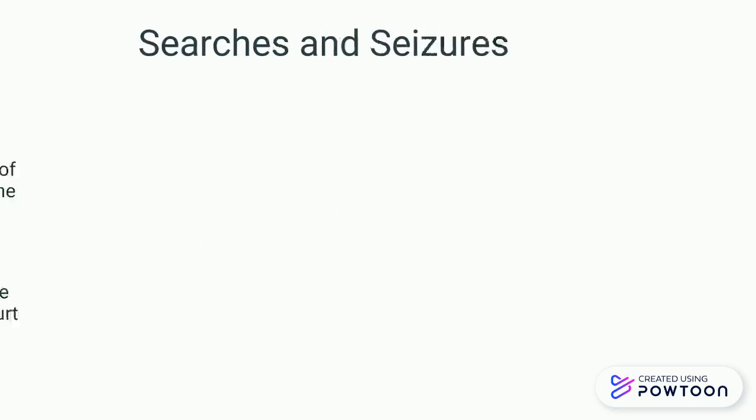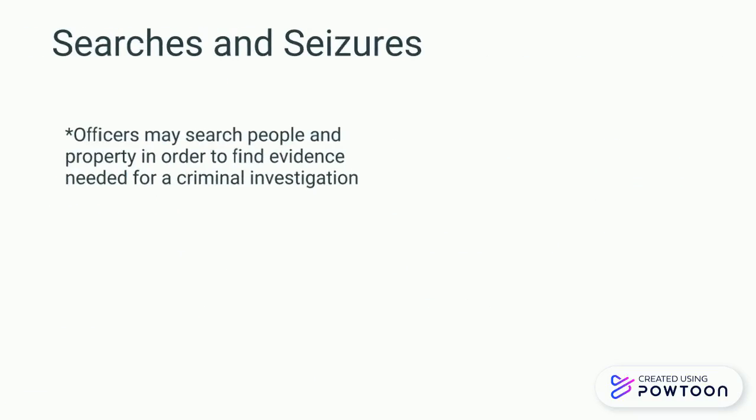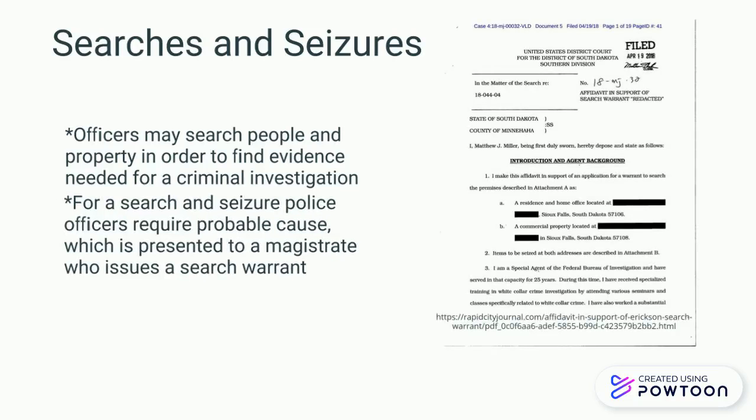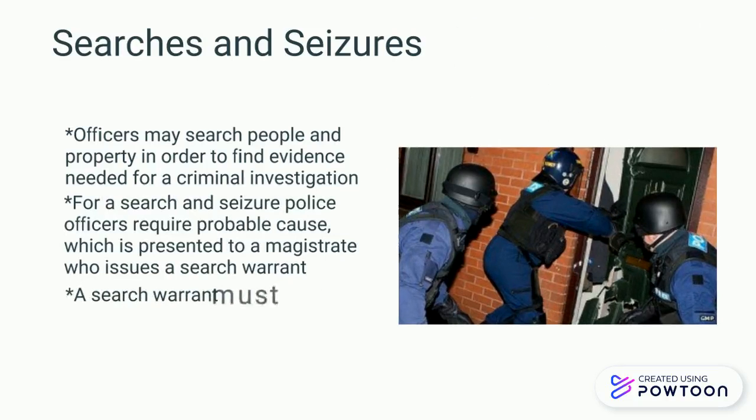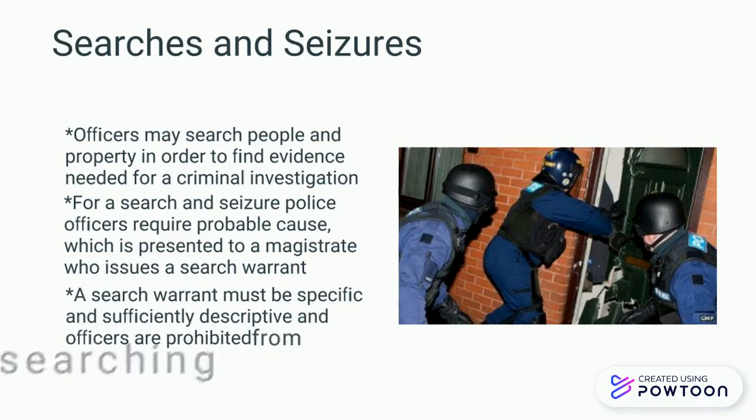Officers may search people and property in order to find evidence needed for a criminal investigation. For a search and seizure, police officers require probable cause, which is presented to a magistrate who issues a search warrant. A search warrant must be specific and descriptive, and officers are prohibited from searching outside of what the warrant lets the officer search.